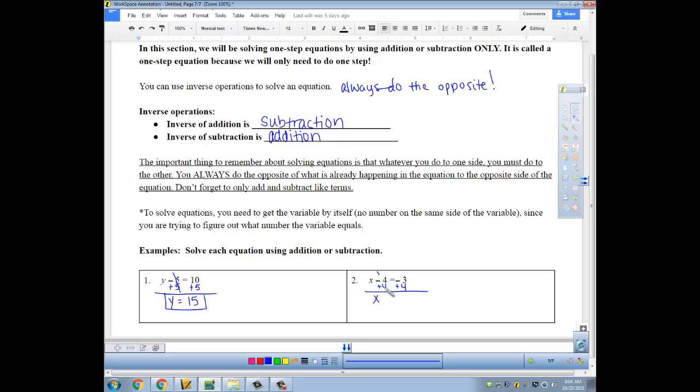Negative 4 plus 4 is 0, so that's gone. Equals negative 3 plus 4, which is 1. So your answer is 1. And again, you can check this. If you plug 1 in for x, 1 minus 4 is negative 3.